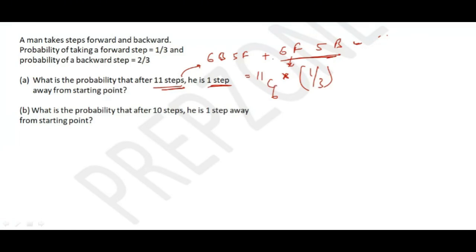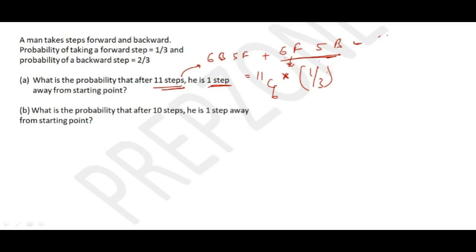Yes, so 2 cases have come out, right? The first case is 6 forward, 5 backward. The second case is 6 backward and 5 forward. Now we have to find the probability of having 6 forward and 5 backward. So how do we do it? We have a total of 11 steps. We'll choose the 6 steps that could be forward, into the probability of forward, which is 1/3.